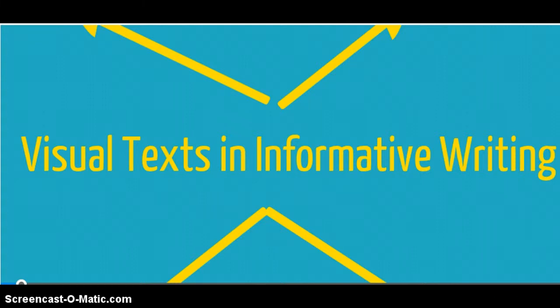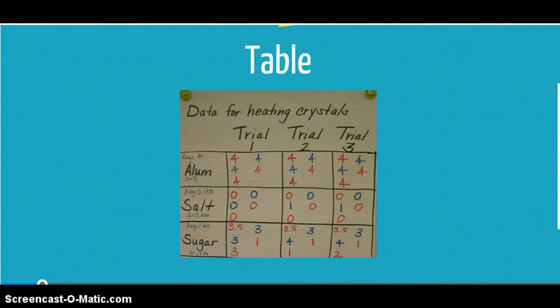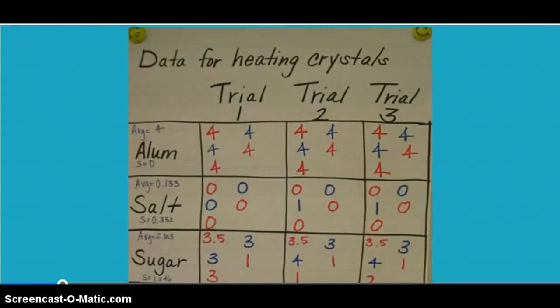The first type of visual text that your book talks about in reference to informative writing is the table. A table is like halfway between a picture and a list. It's just a way of representing information in a two-dimensional visual way.